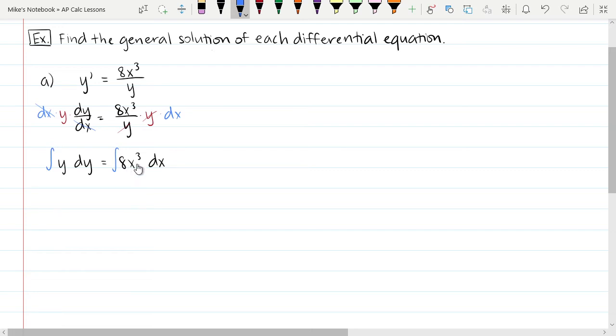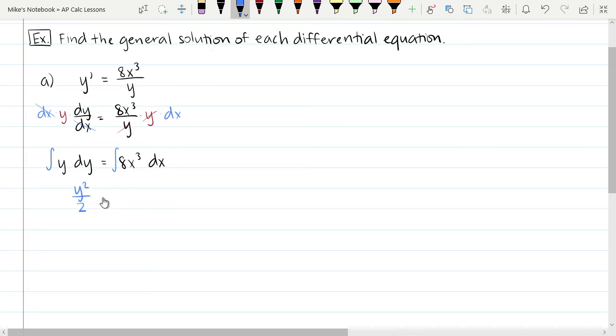All right, so now on the left side, the integral of y with respect to dy is going to just be y squared over 2. Now, normally we would have to put plus c, but because we're going to be integrating both sides, we only need the plus c on one of those sides. So I'm only going to do it on the right side. I'm going to leave the side with the y's alone.